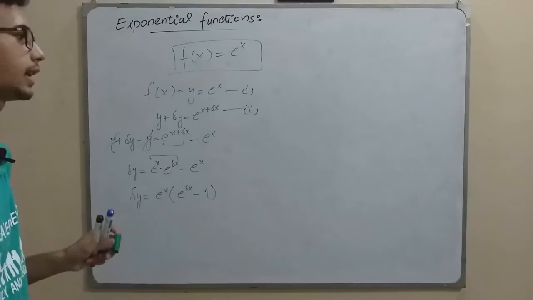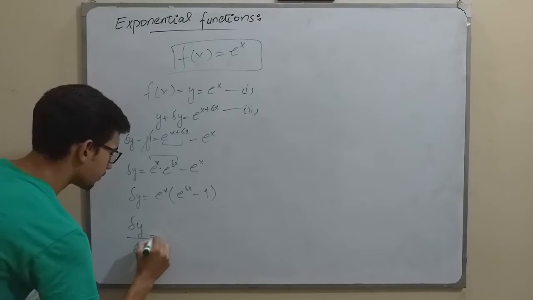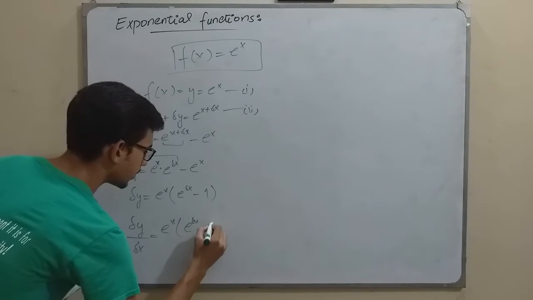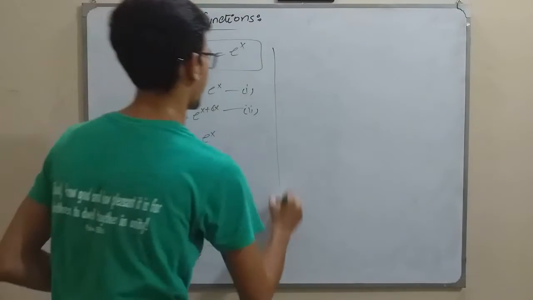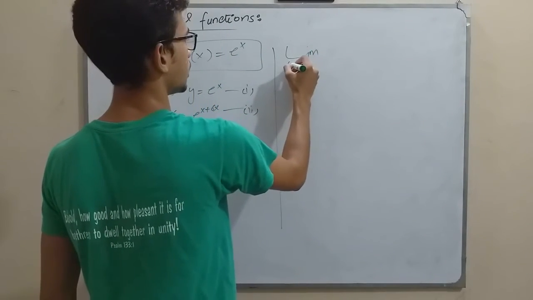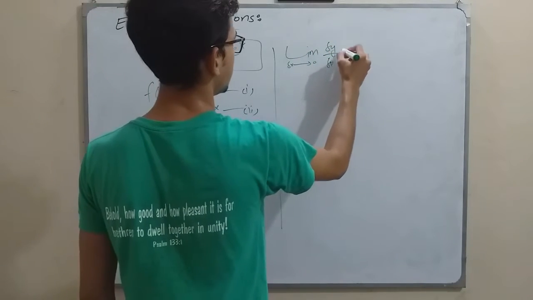Now I'm going to divide by delta x on both sides and then I will have the equation delta y over delta x equals e^x times (e^delta x minus 1) divided by delta x. Now I'm going to apply the limit. The concept of limit is very important, so you should be familiar with it.